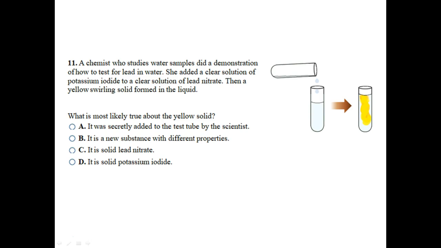Number 11. A chemist who studies water samples did a demonstration of how to test for lead in water. She added a clear solution of potassium iodide to a clear solution of lead nitrate. Then a yellow swirling solid formed in the liquid. What is most likely true about the yellow solid? A. It was secretly added to the test tube by the scientist. B. It is a new substance with different properties. C. It is solid lead nitrate. Or D. It is solid potassium iodide.